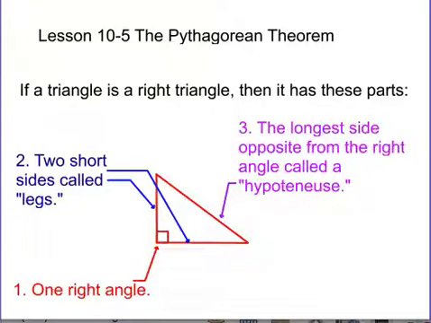Just wrap up the year with a couple of final lessons. The first one that I want to do here is out of chapter 10. It's lesson 10.5, the Pythagorean Theorem.